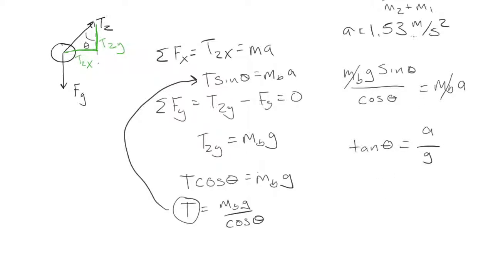I'll just solve for acceleration. I know gravity is just 9.8, so who can tell me what theta is? The inverse tangent of 1.53 divided by 9.8. 8.87? Okay, so that's our angle, 8.87 degrees.